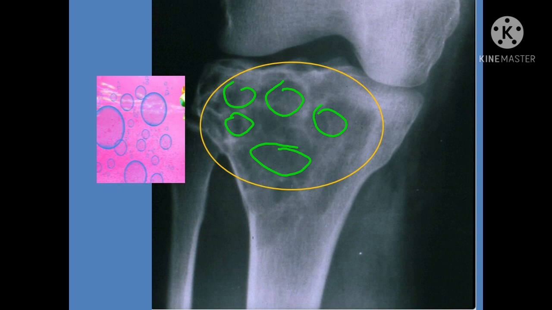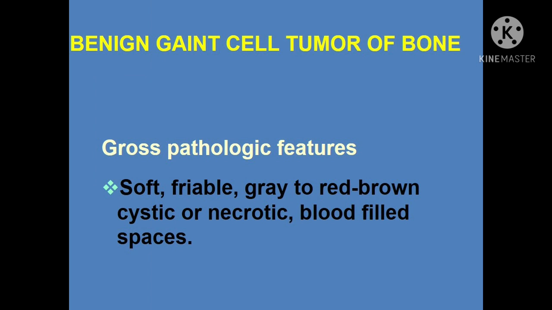Coming to the gross, it presents as a soft, friable, grey to red-brown mass, which may have cystic or necrotic areas and blood-filled spaces. You will better appreciate it in the picture.